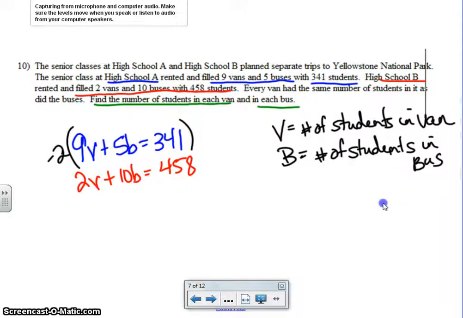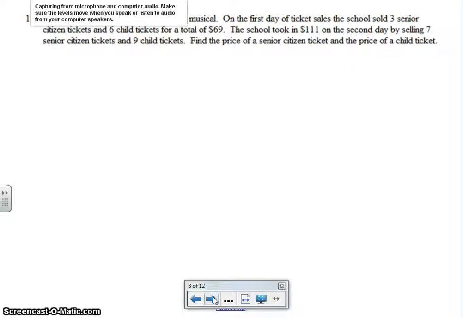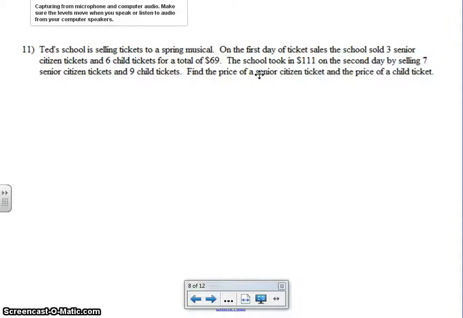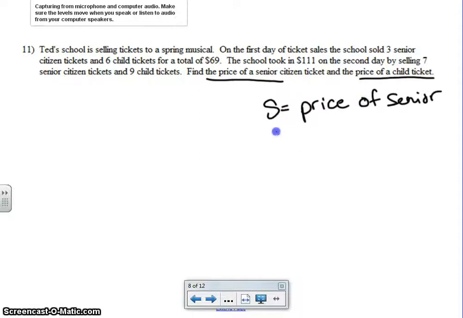So let me skip ahead and make sure we're not leaving off any type of problem. Oh, the musical theater question. Real quick. We are selling tickets to a theater, and there are 2 different days the theater was selling tickets. They want to figure out the price of a senior citizen and the price of a child's ticket. So I'm going to use S to represent, I don't usually like to use S's because they look like 5s, but S is the price of a senior citizen ticket, and C is the price of a child ticket.